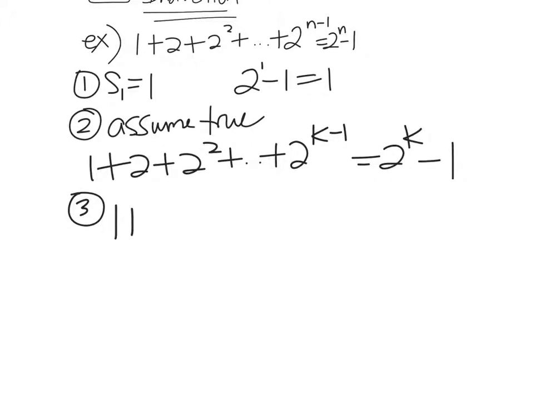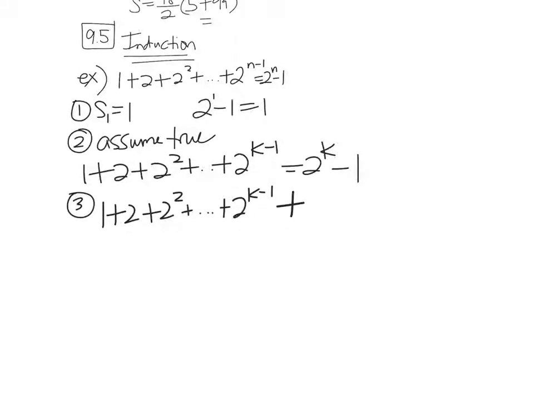Step number 3, now we have to do the k plus 1 term. We're going to go 1 plus 2 squared all the way to 2 to the k minus 1. We're going to add the next term on, which is 2 to the k. You change this k right here to k plus 1, and this is equal to 2 to the k plus 1 minus 1. All right, so that's not hard, right? Those 3 things so far, we're okay. You guys get used to doing them.